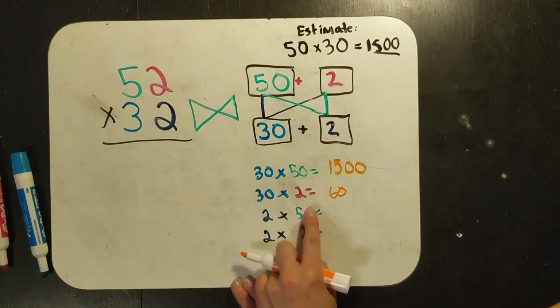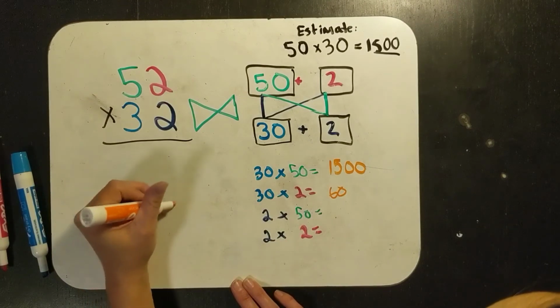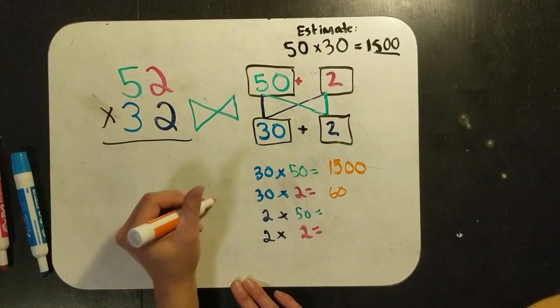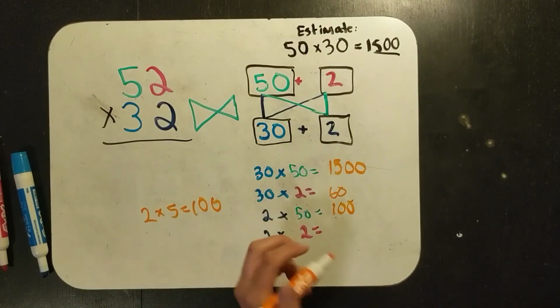2 times 50. So do 2 times 5 and then put the 0 back in. So 2 times 5 is 10. And then put the 0 back in. So 100. 2 times 2 is 4.